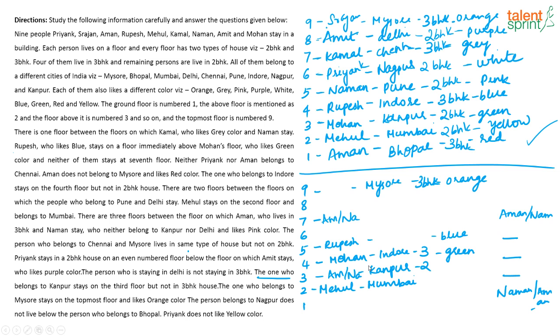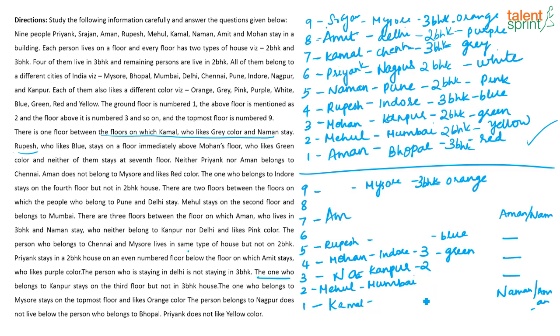Now, if I place this as Naman, let us say I am assuming, what will happen is, I know that between Kamal and Naman there is one floor and Kamal likes grey. Where can I place Kamal? I cannot place Kamal. So obviously, if this was the case, this has to be Aman and this has to be Naman. And if this was Naman, this has to be Kamal, correct? If this was Aman, 1, 2, 3, this was Naman, and this has to be Kamal.